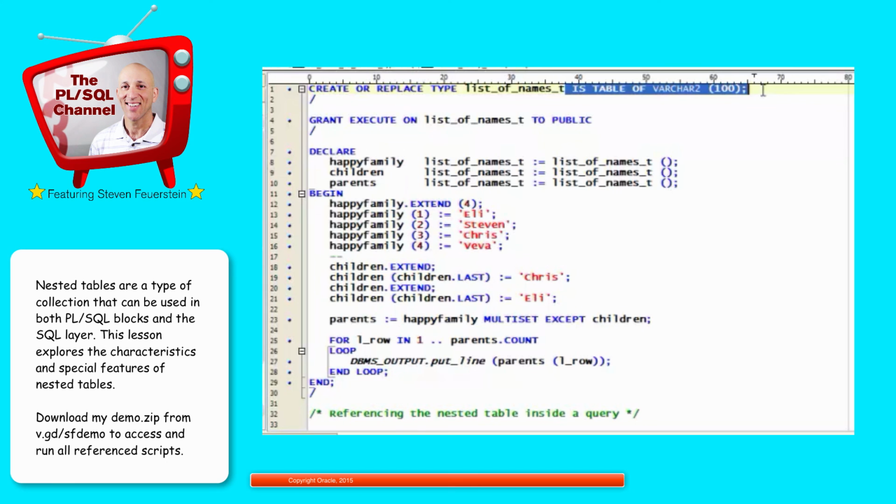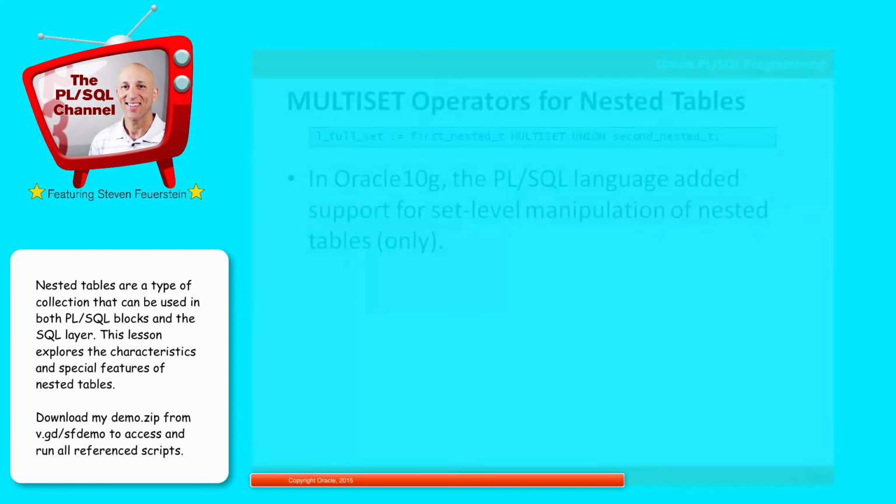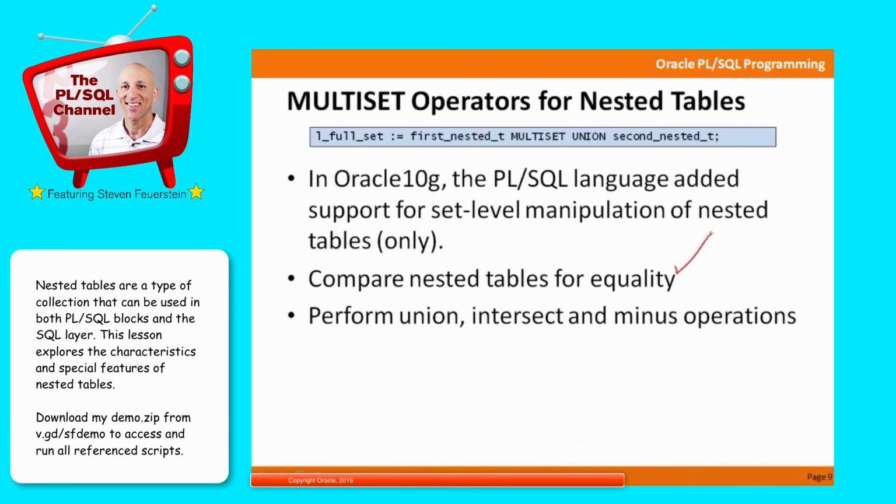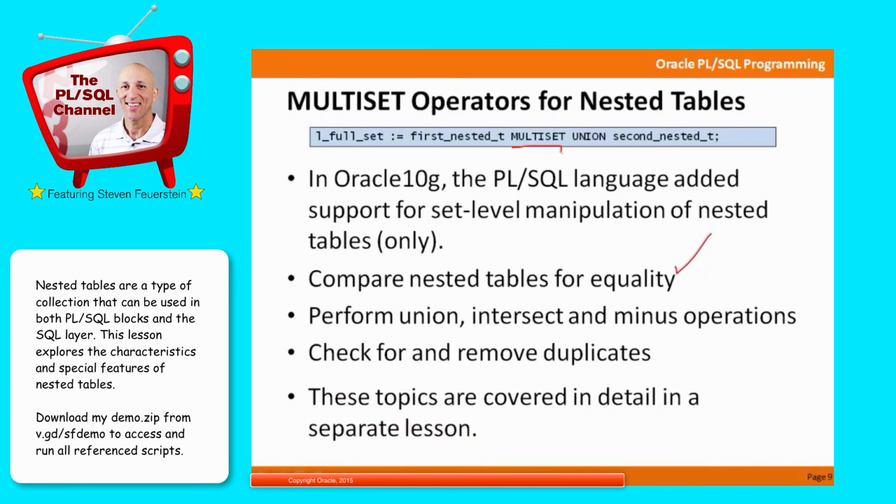Now again, until Oracle 10G, Oracle has allowed you to use an index, partly because there was no alternative. Now with the 10G multi-set operators, you can actually say, well, I'll treat it as a true set rather than as a list of elements indexed by an integer value. So you can compare nested tables for equality. You can perform union, intersect, and minus operations, and all of them have the multi-set keyword in front of them, and they're quite similar to, but not quite the same as, an SQL set operation. You can also check for and remove duplicates. So there's a lot of great functionality available for nested tables. I've given you a glimpse of what it looks like. We'll explore that in detail in its own lesson.